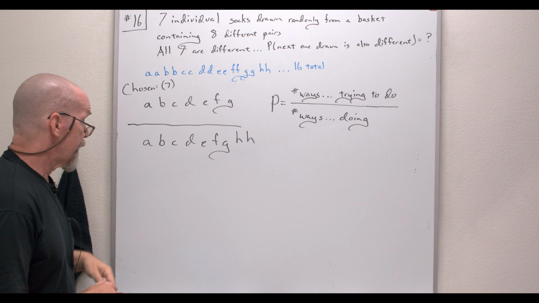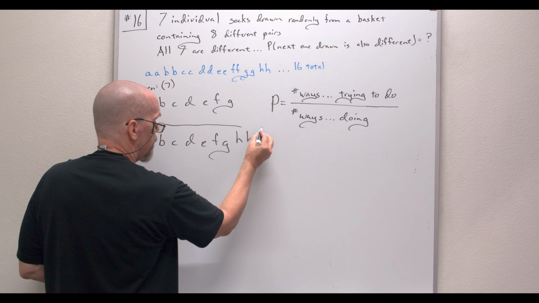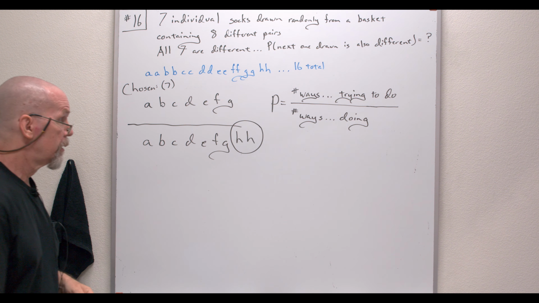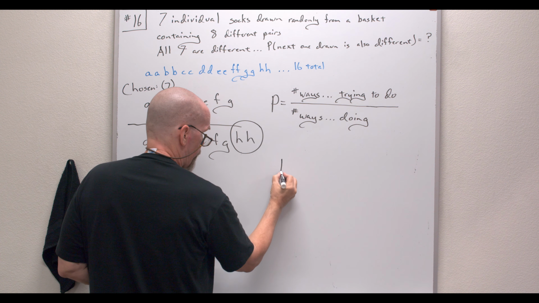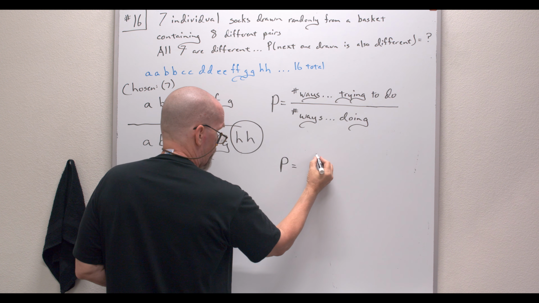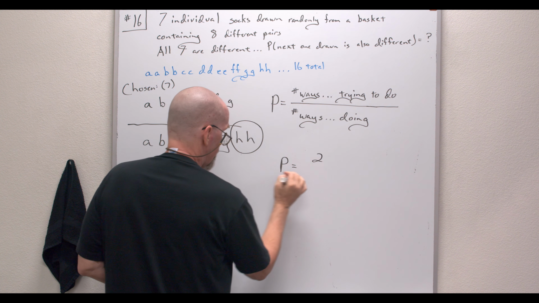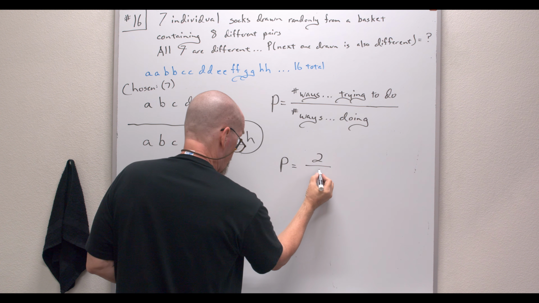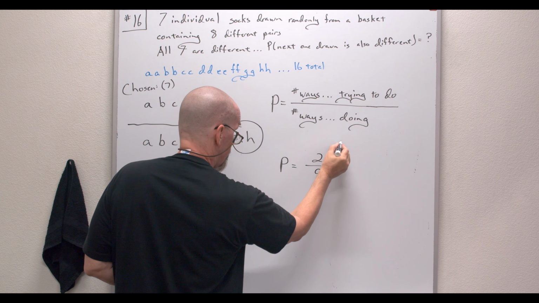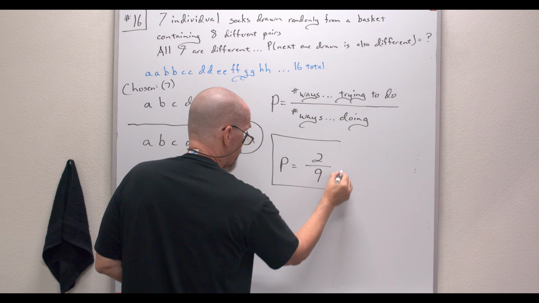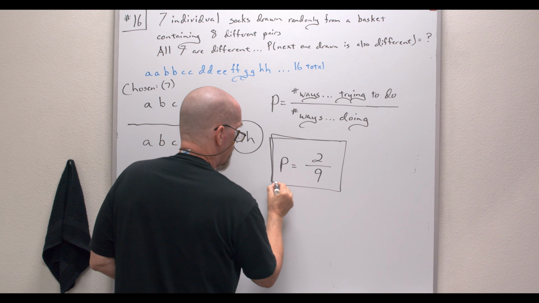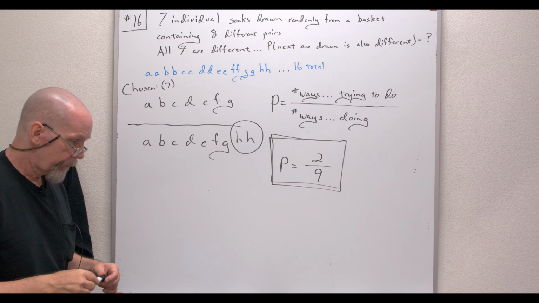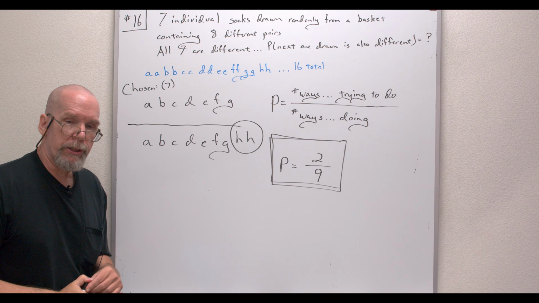If I can't pick an A through G, it means my next sock has to be one of those 2. So how many ways can I draw a sock that does not match the ones that I've already drawn? 2. Either that H or that H. How many total ways can I draw a sock? 9. And that would be the probability that your next sock, randomly chosen, would be different than the ones you already chose. That was question number 16.